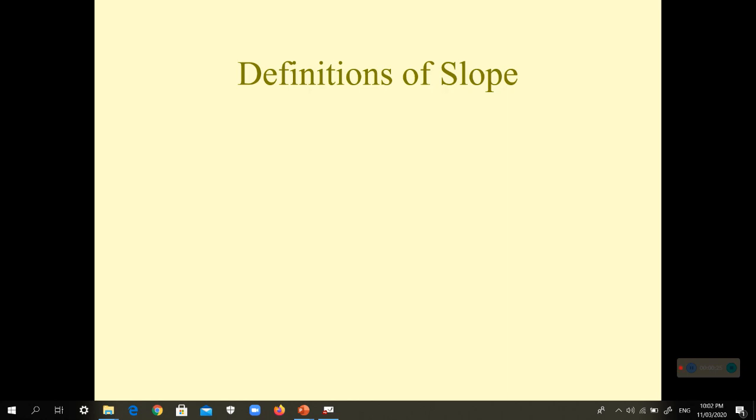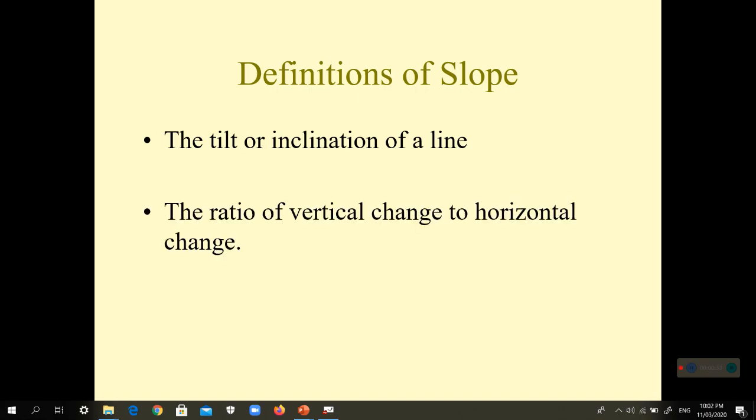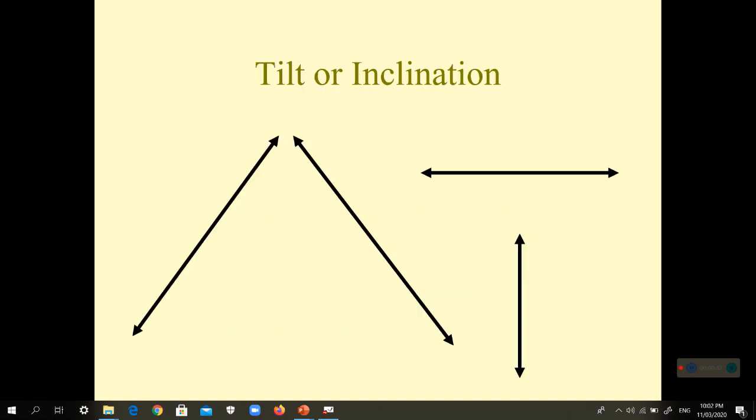So again, the definitions of slope are the tilt or inclination of a line, or sometimes the steepness of a line, and the ratio of vertical change to horizontal change, and again the change in y over the change in x. Okay, so again we have here the different kinds or types of tilts or inclination of a line. So this one is for positive, then we have here negative, we have here 0, and we have here undefined.